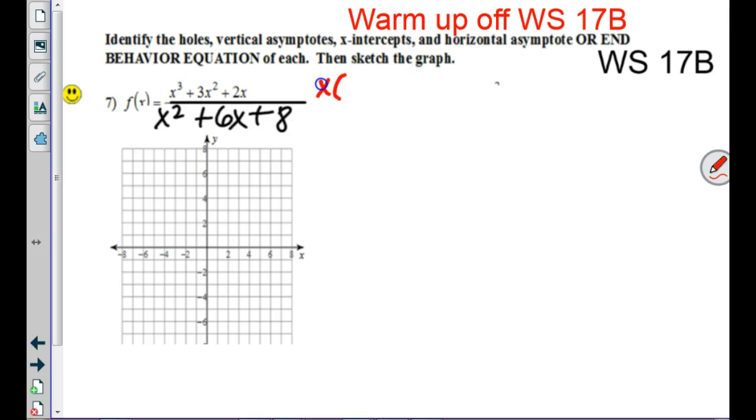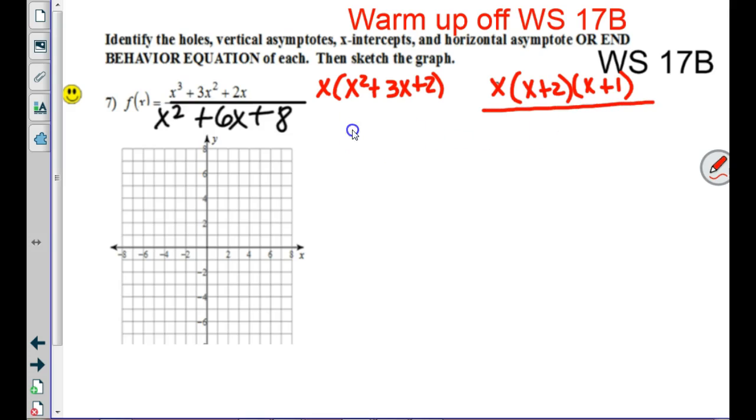Okay, if I take out an x, I have x squared plus 3x plus 2, which will further factor x plus 2 times x plus 1. Does that seem okay? All right, the denominator down here, how will that factor?